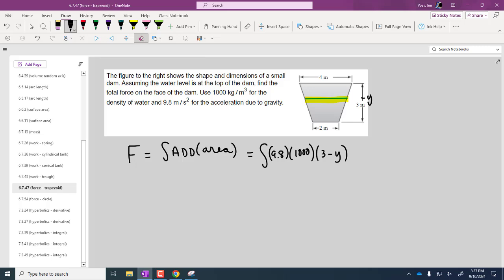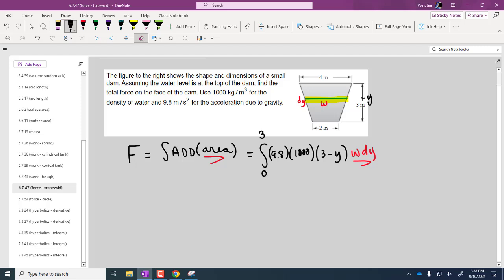Area, now here's where most people screw up. It's not the area of the trapezoid, it's the area of this thin rectangular strip. So it's the width, we have to find the width of that strip, and then multiply it by its thickness, which is dy. So W times dy, that is the area that we are talking about. So that area is that. Okay, limits of integration, obvious, 0 to 3.